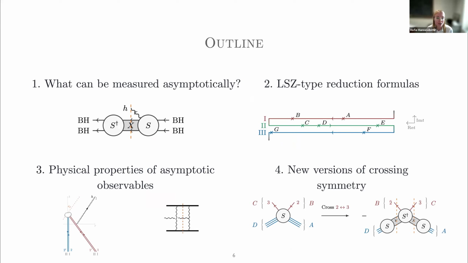So here's an outline of what I'm going to talk about. We'll start with almost the title, what can be measured asymptotically. So we'll classify all these different asymptotic observables. Then we'll talk about how to use a new form of LSZ type reduction formulas to compute them. In part 3, we'll talk about their physical properties and infrared divergences. And then in the fourth and last part, we'll show how to connect these observables to each other via new versions of crossing symmetry. So what that means is that we'll show how these different asymptotic observables are connected by analytic continuations in the complex plane. And let me emphasize that this last point was really a huge surprise, at least to me, and something very unexpected that came out of this story.